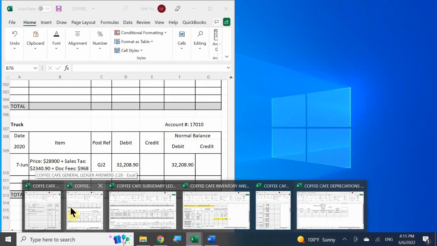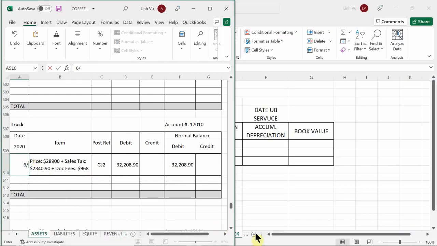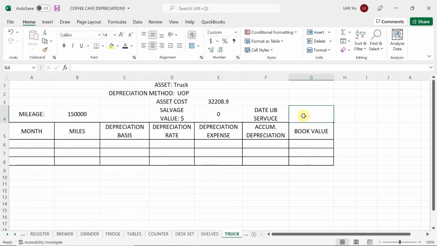So in this case, we purchased it as of June 7. It says right here, I think it's supposed to be June 8th. We bought it on the second week of June. So in this case, June 8th is when we actually purchased it. So that means when we placed it into service, we placed it into June 8th.